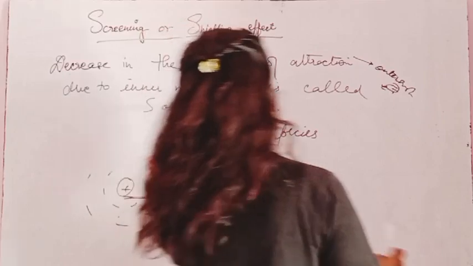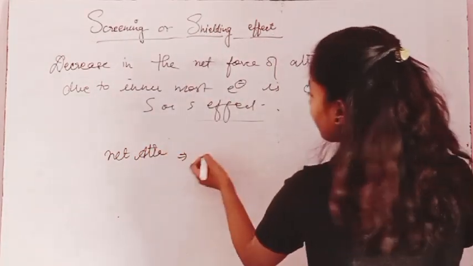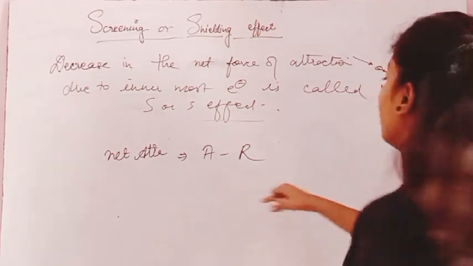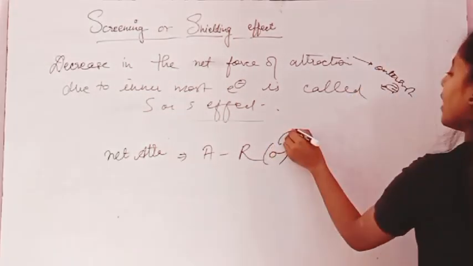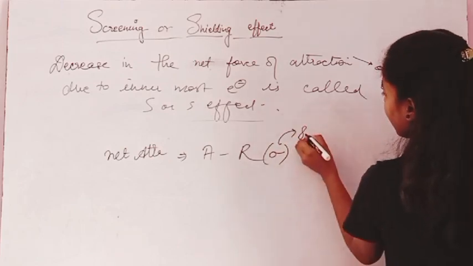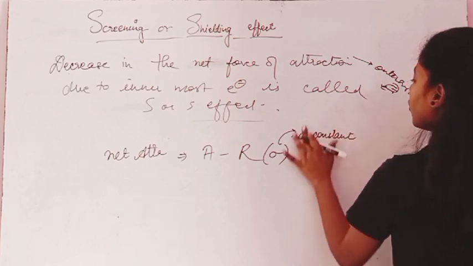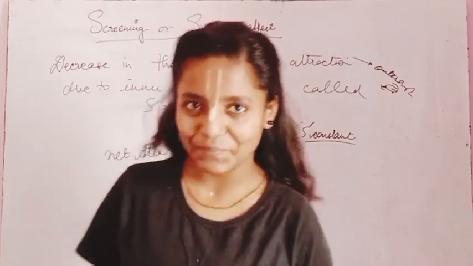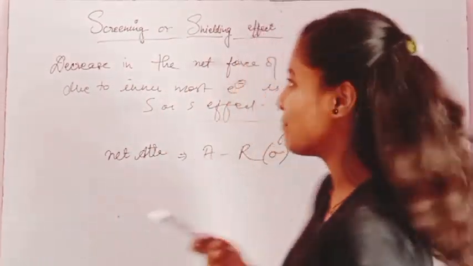Now, before moving ahead, I would like to tell you that here we came across net attraction, which is equal to your attraction minus repulsion. And this repulsion is denoted by sigma, remember it, and the sigma is known here as the screening or shielding constant. S is denoted by your screening or shielding constant, right? Hopefully clear.